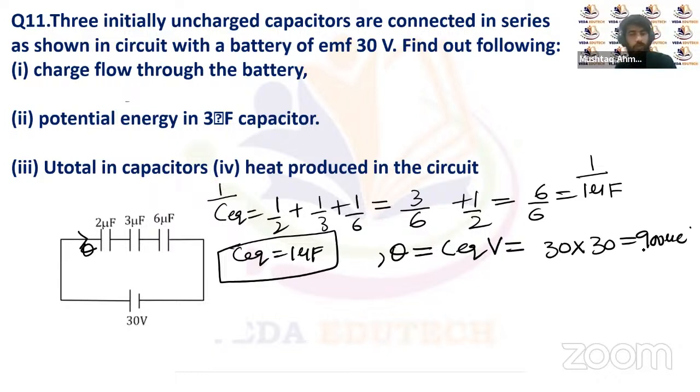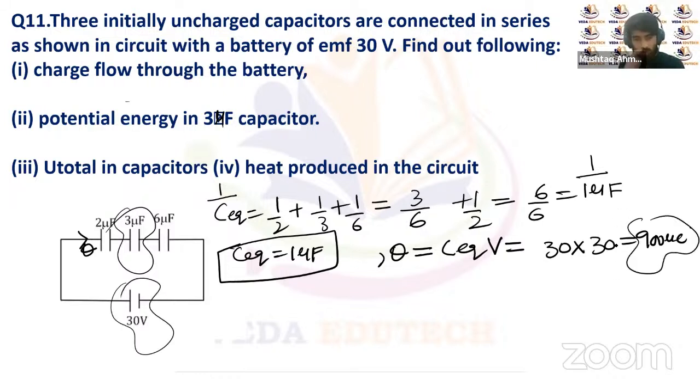Now the potential energy stored in the 3 microfarad capacitor. We can find out the potential on this capacitor. The total charge supplied by this battery is 900 microcoulomb, and this same amount of charge will be on each and every capacitor, so the same amount of charge will be on all the three capacitors.